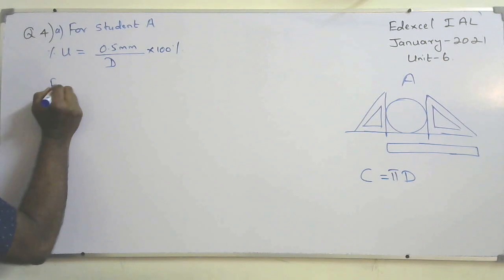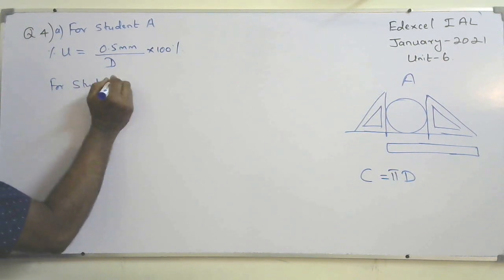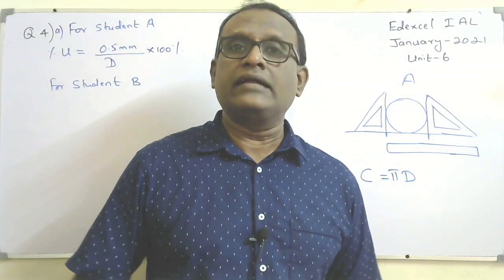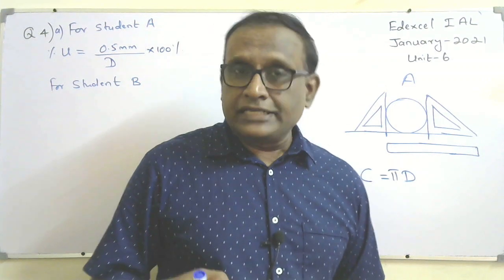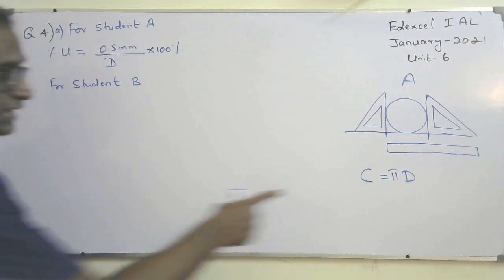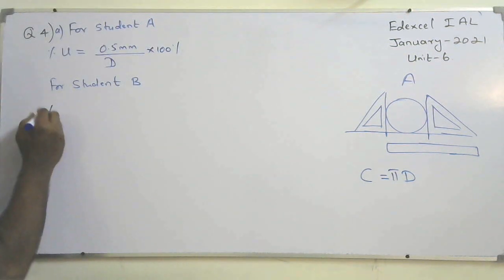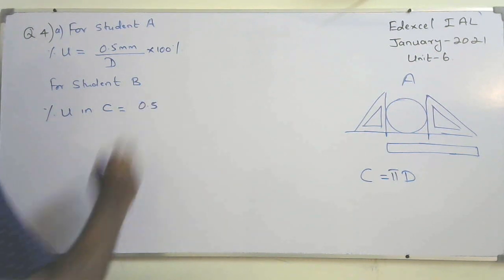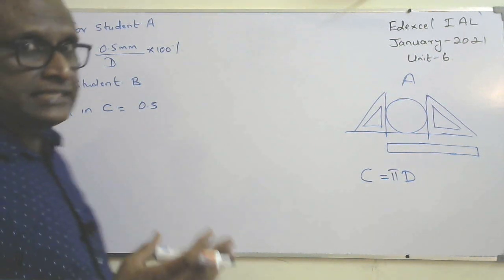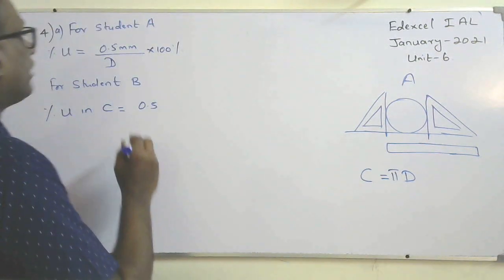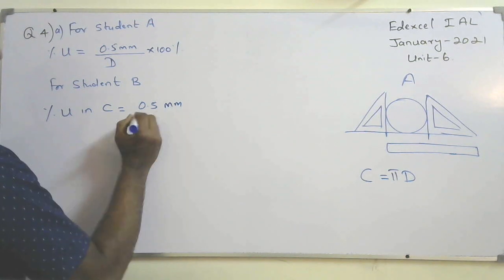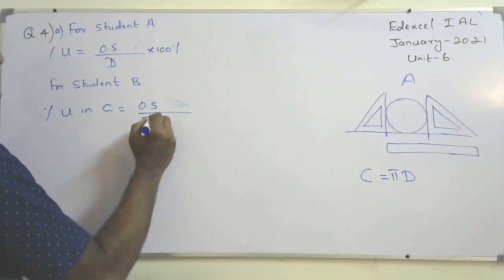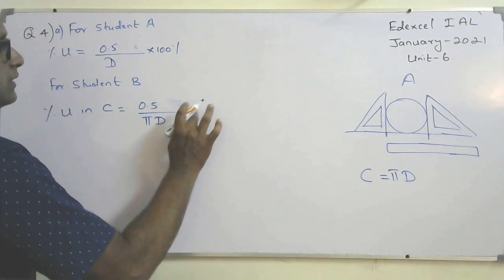For student B, he is measuring the circumference by using a string, and finally that measurement is taken by using a meter rule. So percentage uncertainty in C is equal to the uncertainty in the measurement, which is 0.5 millimeter, because he is also using the meter rule, divided by, I can remove the unit, 0.5 divided by pi d, that is the circumference. C is pi d, into 100.